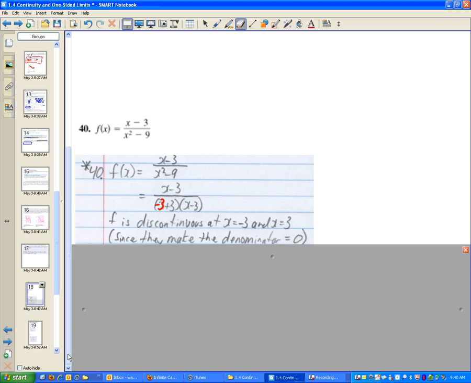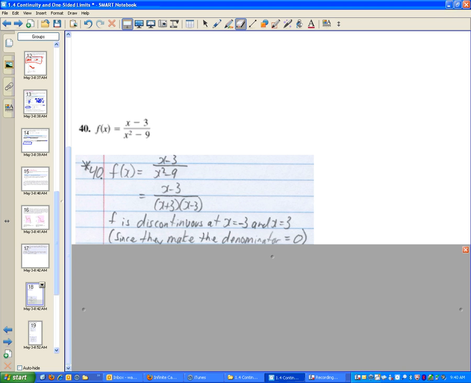That's what we're going to do next. So the first question was, where is this function not continuous? Two places, negative 3 and 3. So f is discontinuous at x equals negative 3 and at x equals 3. And you don't have to write what I wrote in the parentheses. That's for your notes, so you'll understand why, since they make the denominator equal 0.